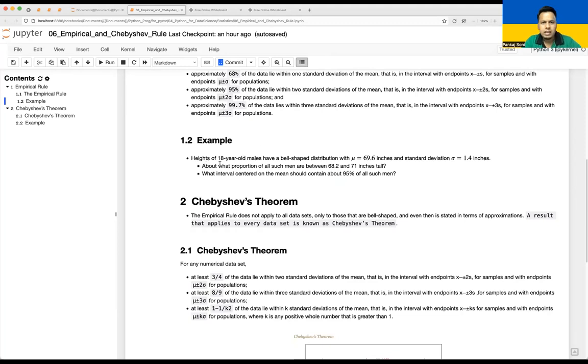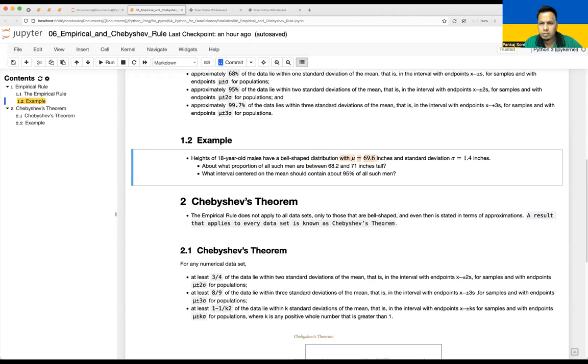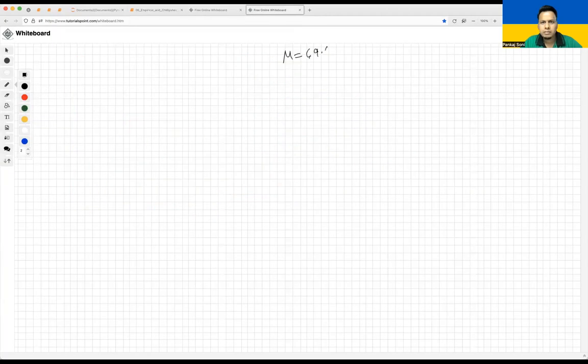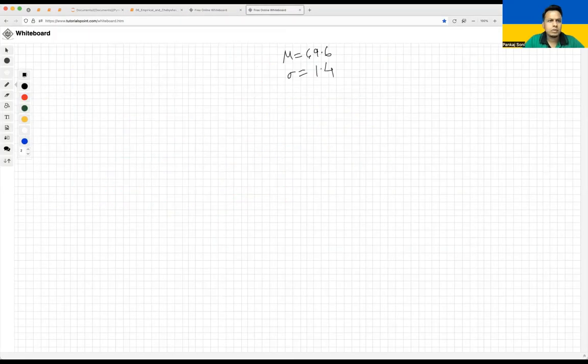Okay, so what it is telling: heights of 18-year-old males have a bell-shaped distribution. They have already declared it is bell-shaped, meaning it is following the Gaussian normal distribution. But here they are telling mu is 69.6 inches and standard deviation is 1.4. So now by knowing those two values, you can infer a lot of data from the bell curve. Let me write here mu equal to 69.6, and standard deviation is 1.4. So let's go ahead and draw the data.